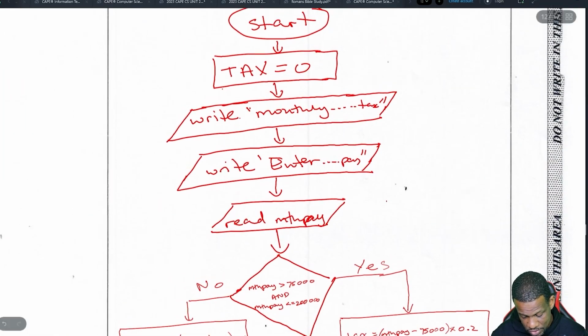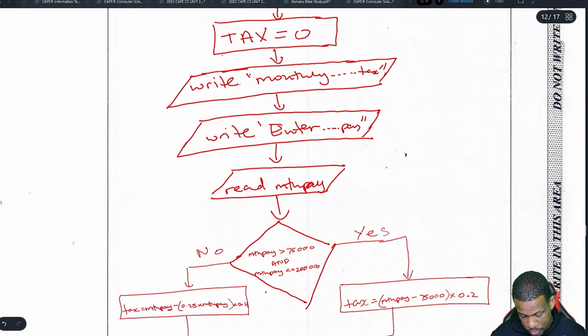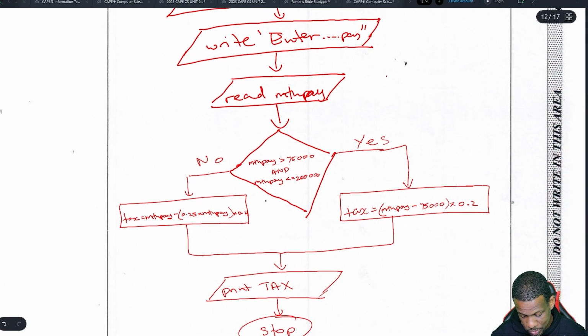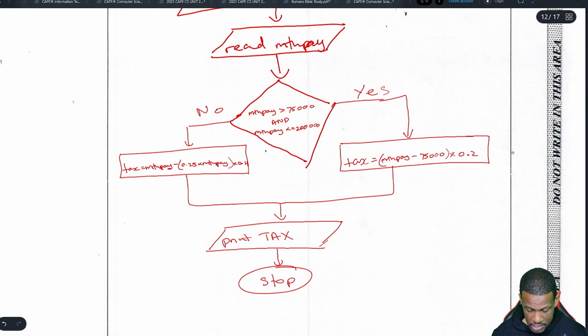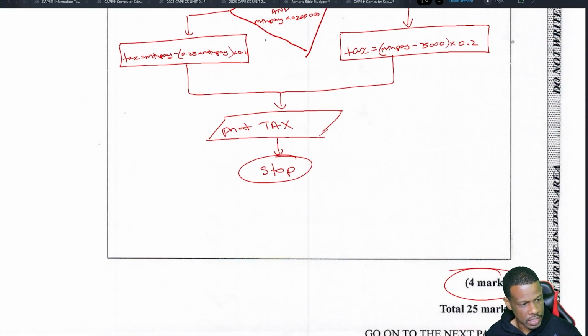But this flowchart has so many things in it. It has the declarations, the inputs, the decision statements. What are they checking there for 4 marks? I don't know. But all I know is we're going on to the next question.